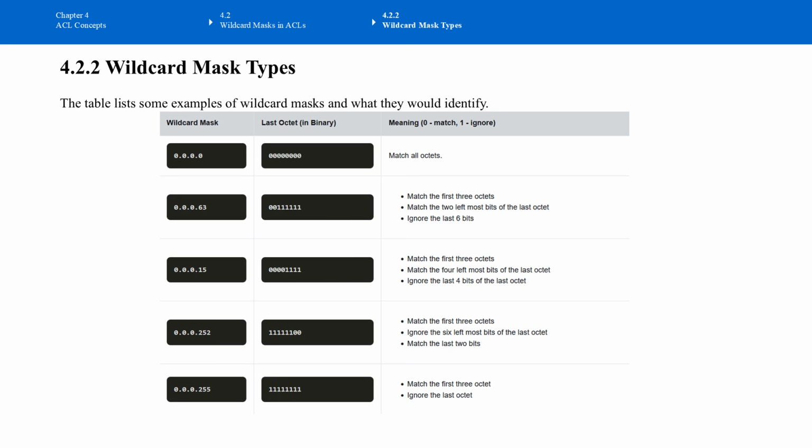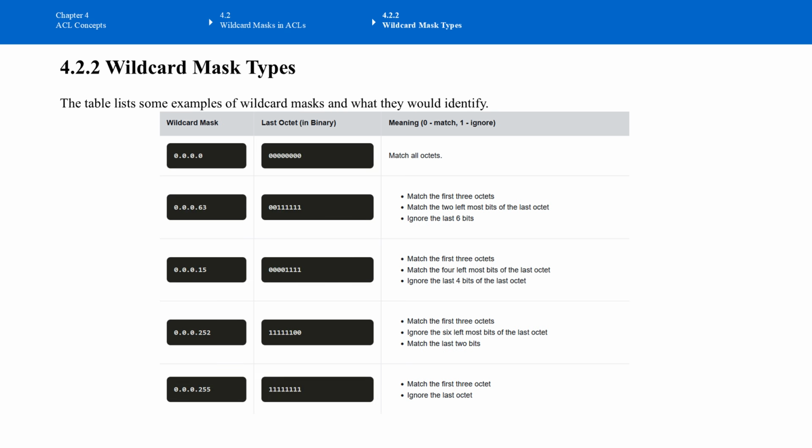The second one is 0.0.0.36. The last octet, which is the 36 converted to 8-bit binary, is 00111111, which means match the first 3 octets and then match the 2 leftmost bits of the last octet. For the remaining 6 bits in the last octet, ignore them.